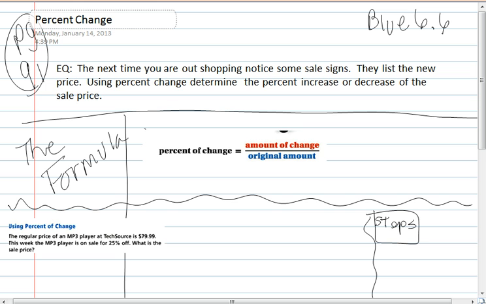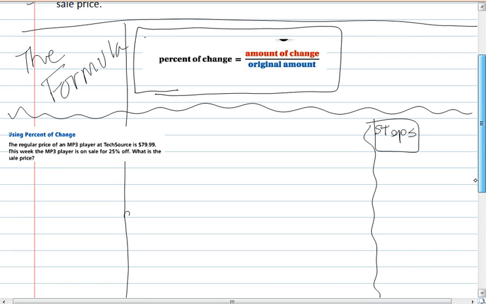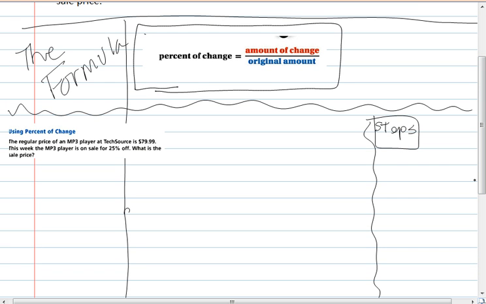All right. Today we're going to be talking about a new formula. It's percent change equals the amount of change over the original amount. That is always your formula. It will never change from now until the end of your math career. It will always be that same formula. All right, let's start with a word problem.